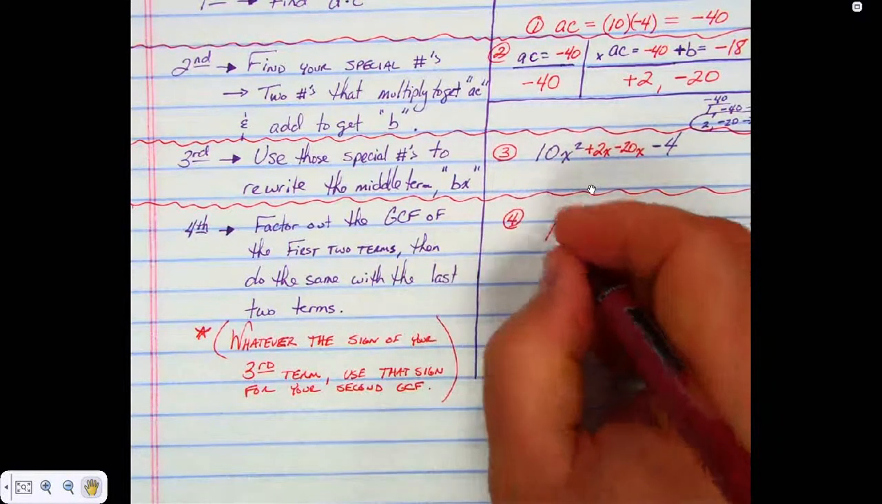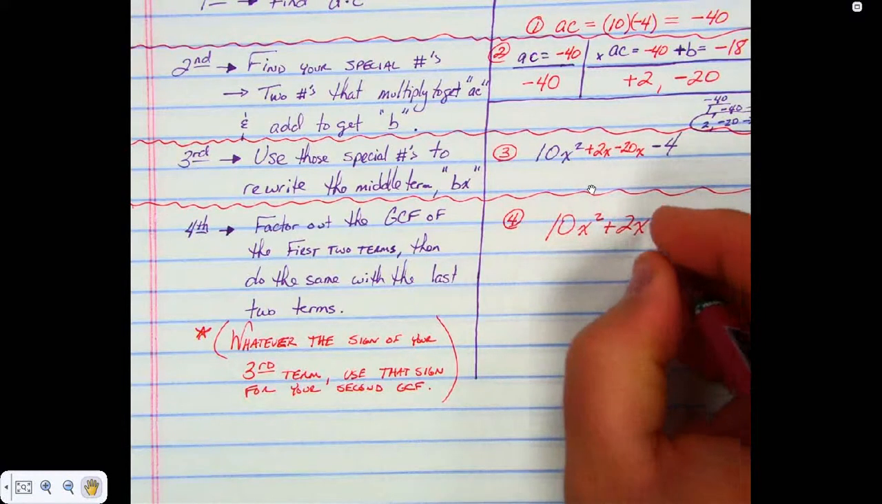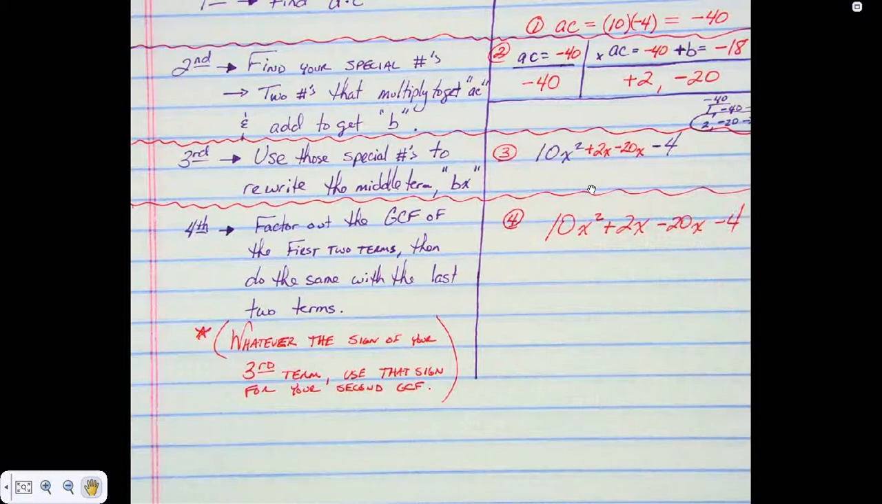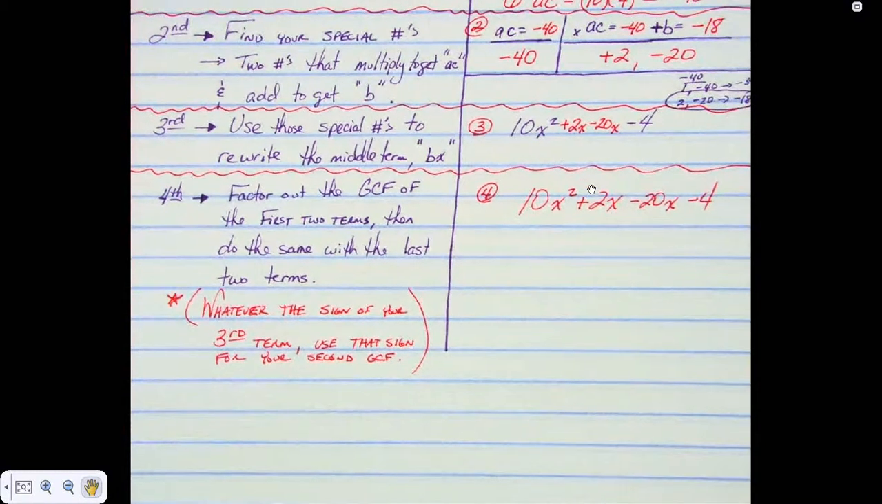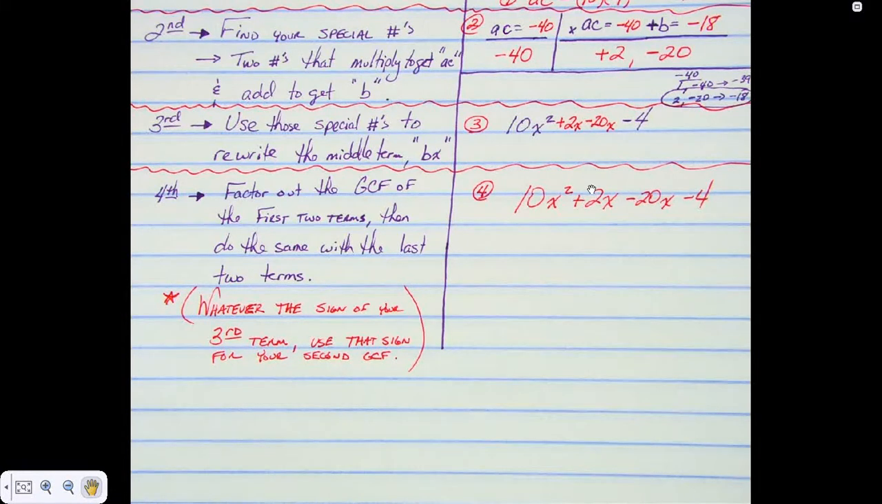I've got this here now, right? 10x squared plus 2x minus 20x minus 4. Does everyone agree? That's what I'm left with right now. Everybody with me? All right, pencils down. We can finish writing in just a second. In fact, I'll make copies of this for you, okay?